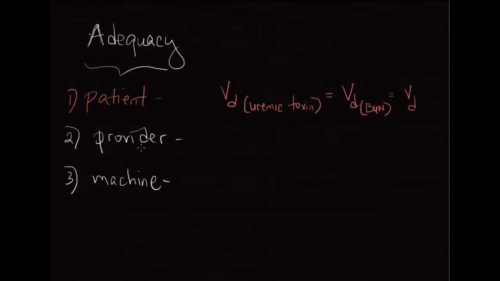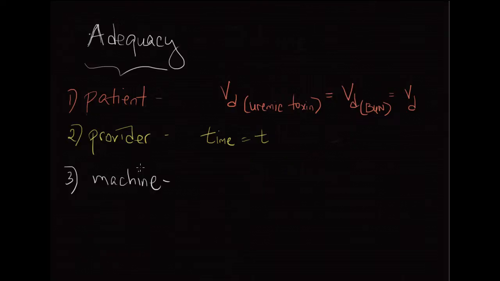Now let's look at the provider. The provider is you. You don't control the amount of uremic toxins that a patient walks in the door with, but you do control the amount of time the patient spends on a dialysis machine. So the feature that you control to affect adequacy of dialysis is the time on the machine, or T.